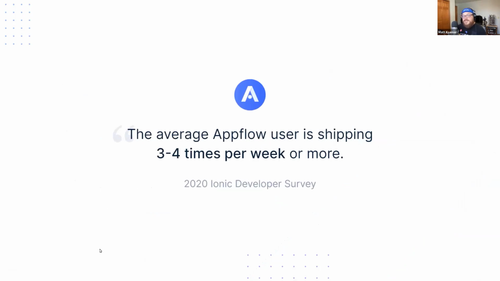So when we look at this, I think before we started talking about how the average enterprise company is only shipping a couple times a year. The average Appflow user is shipping 3 to 4 times per week when they've automated this entire process. That's from the 2020 Ionic developer survey. So we're really here to help you expedite this process and go a lot faster.